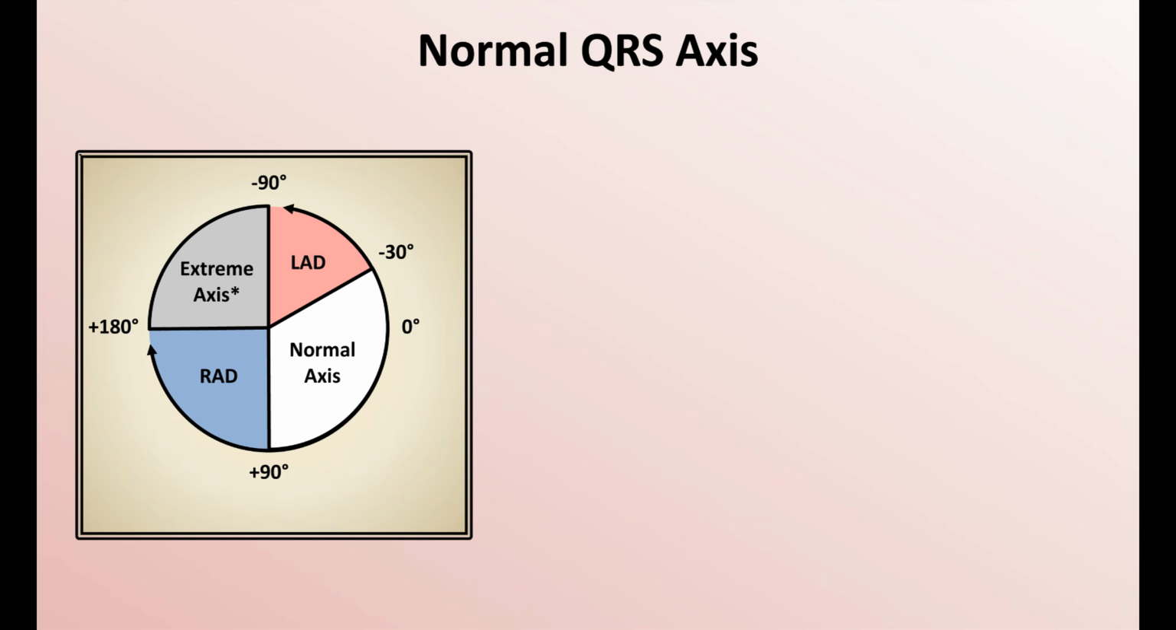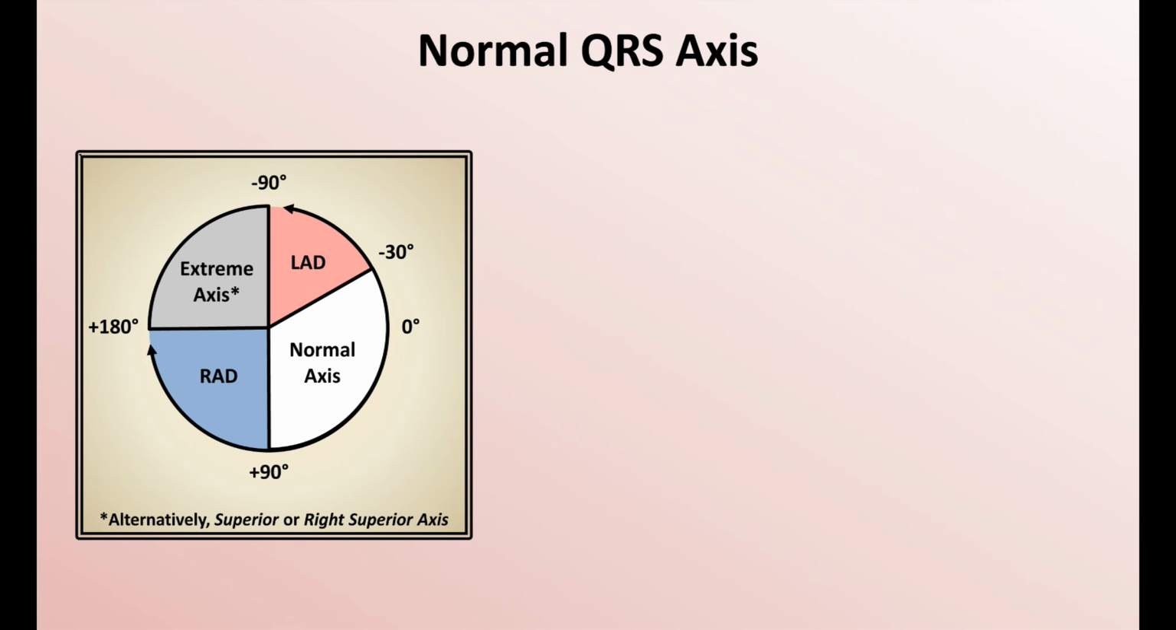An axis of -30 to -90 is termed left axis deviation. Axis within +90 to +180 is right axis deviation. And finally, the remaining quadrant can either be called extreme axis or alternatively superior or right superior axis.